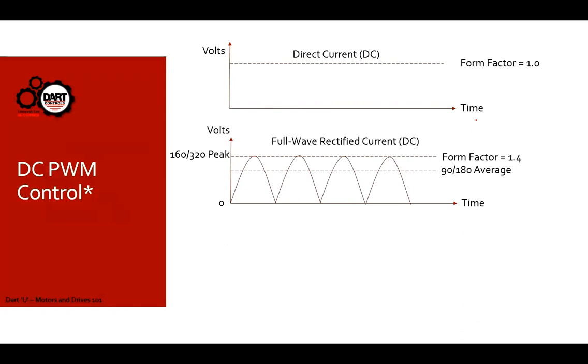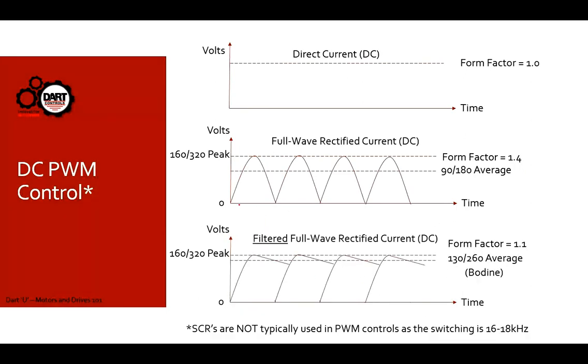Okay, there's one other type of DC control I want to talk about, and that's called a pulse width modulated or a PWM drive. So going back to our previous diagrams, we have direct current, we have full wave rectified DC, which is what we get from an SCR control. We've got these 160 or 320 volt peaks, and it's got a form factor somewhere around 1.4.